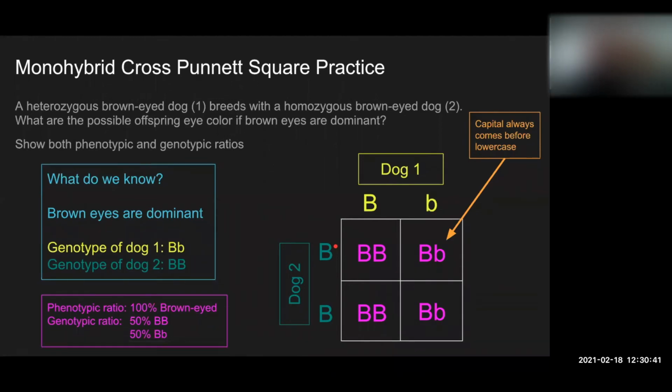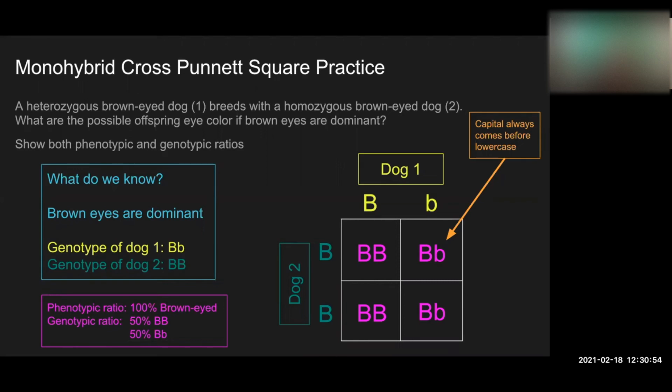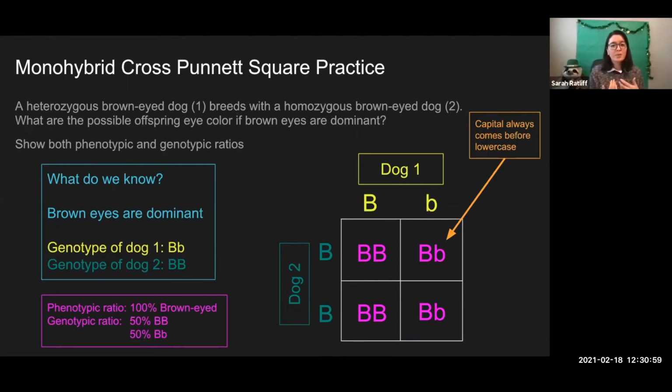If we're using my hair as an example, my mom has brown hair, my dad has blonde hair. I carry that recessive blonde gene. It's just not being expressed because brown hair is dominant over blonde hair. So my phenotype is brown, but my genotype would be heterozygous, big B, little b.